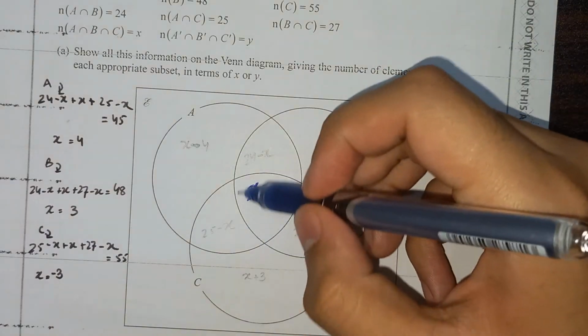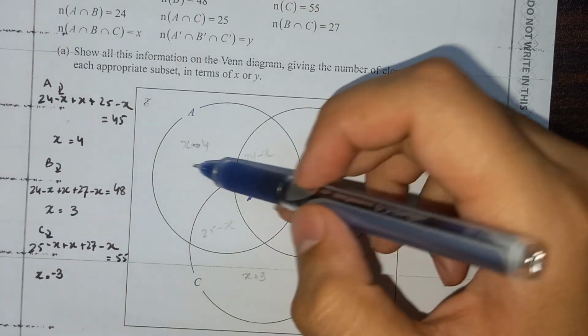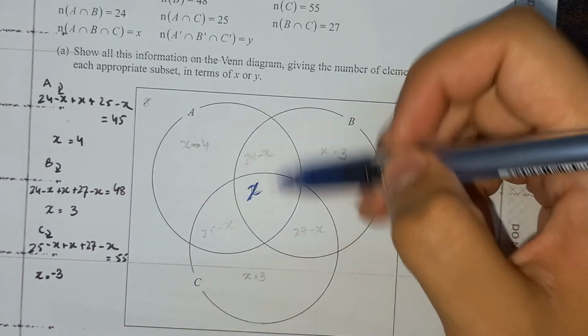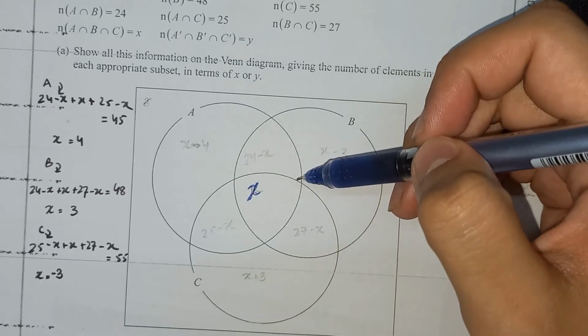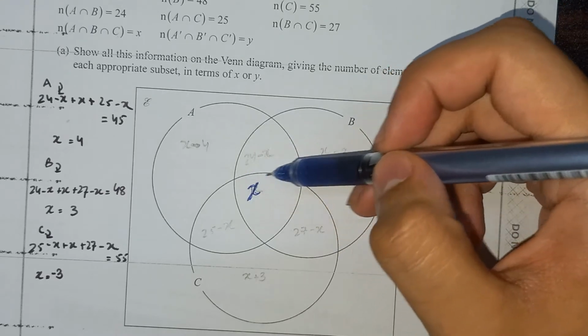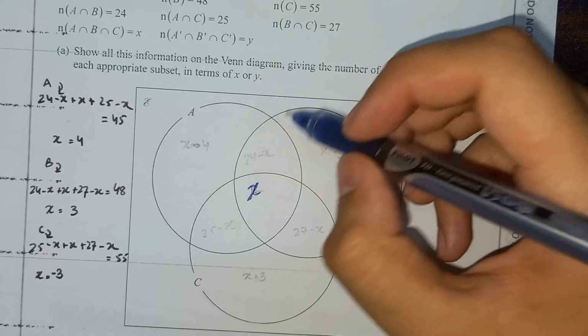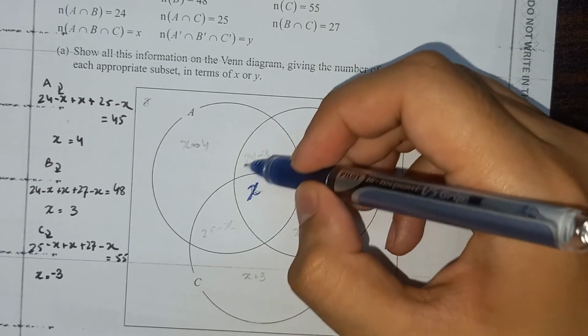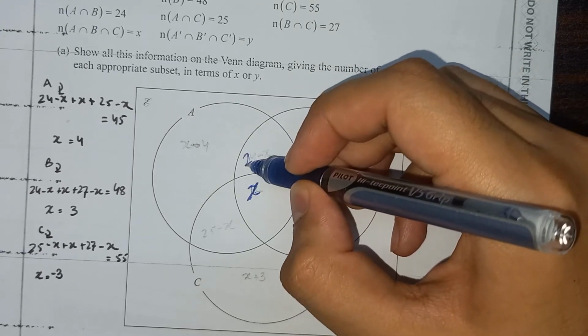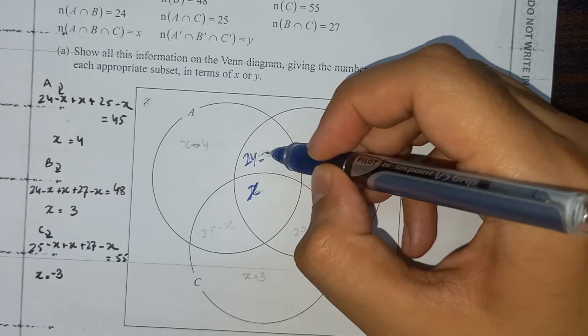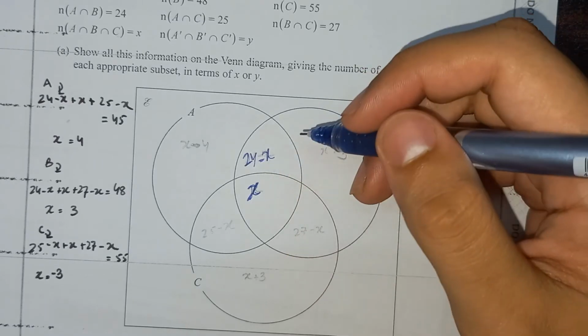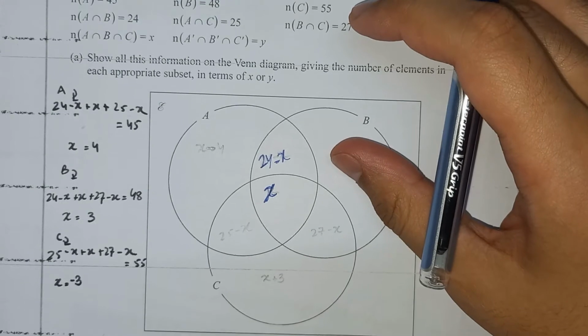So this entire thing was in A intersection B, and we saw this entire thing was 24, but we have an x over here. So to find the remaining part, we simply subtract an x, which is common sense actually.